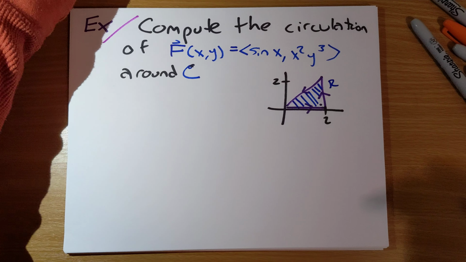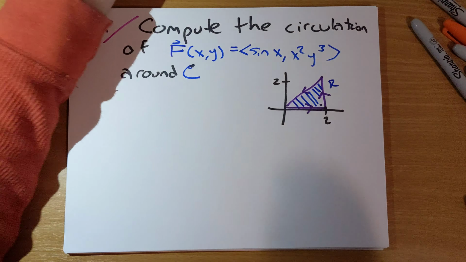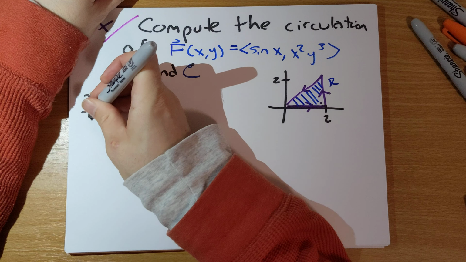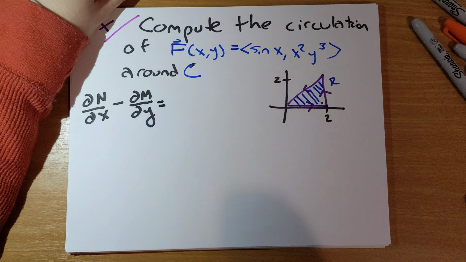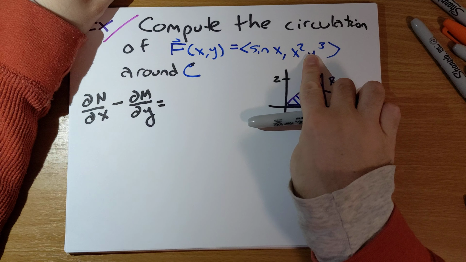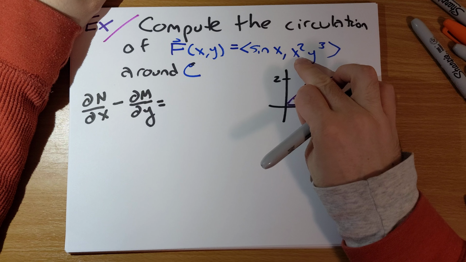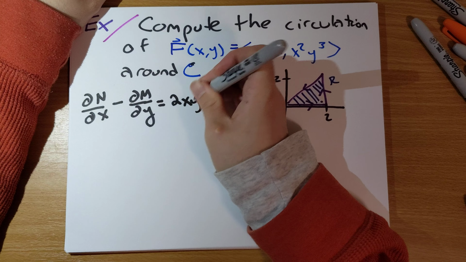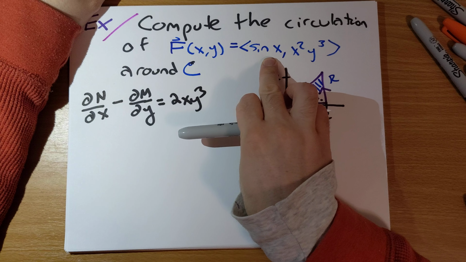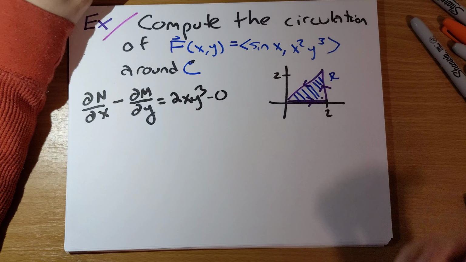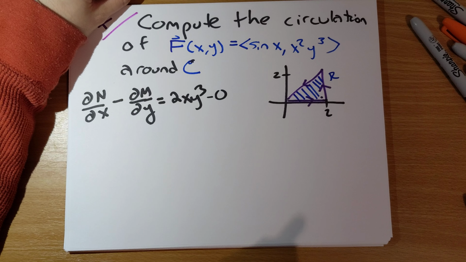Okay, so what do we have to do here? We need partial N partial x minus partial M partial y. The partial derivative of N with respect to x is going to be 2xy cubed. And then the partial derivative of M with respect to y: this right here is M, and there's no y dependence, so that's 0. So we are integrating 2xy cubed over this region right here.